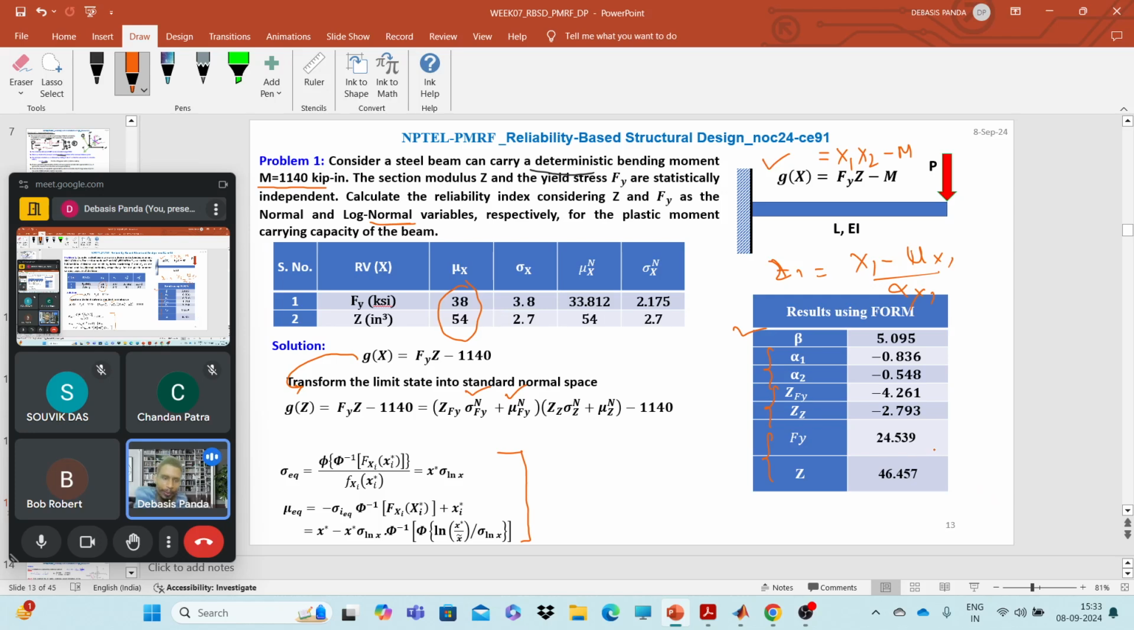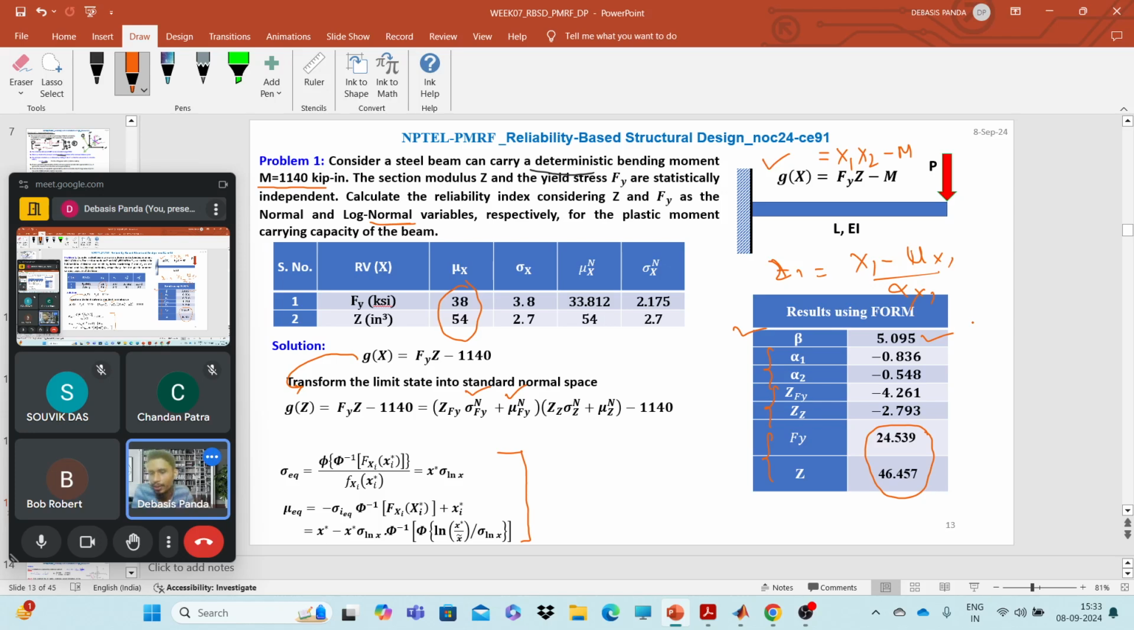But if we do the analysis and take these two values, it will assure that it will give the beta value as this and the corresponding probability of failure, if the randomness of Z and Fy is considered. So that's how, if one parameter of the limit state is random, you can check that if I consider the mean value, then what should be the probability of failure? If I want to get this probability of failure, what should be the design points?